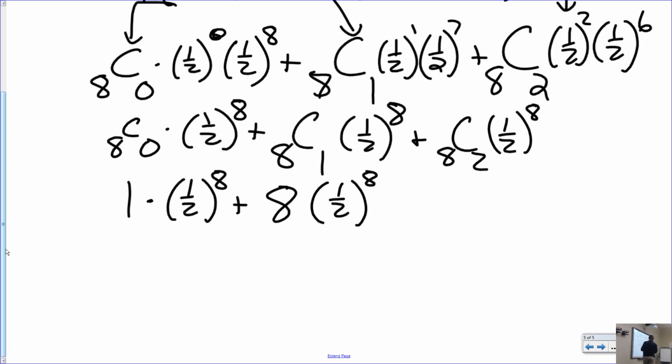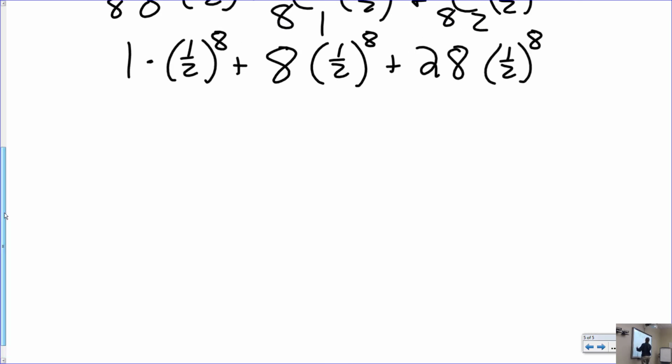That's 8 times 7 divided by 2 times 1, which is 28. And so what you can do right here is realize that these numbers are all multiplying 1/2 to the 8th power. You can just add the 1, the 8, and the 28, and just say it's 37 times 1/2 to the 8th power.